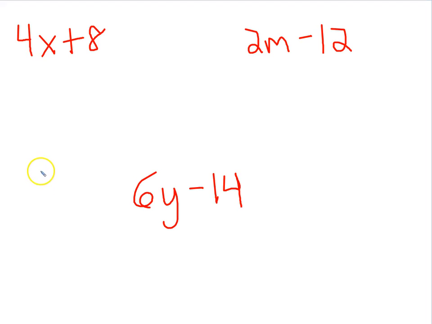All right, so this video is about factoring. Remember, the idea of factoring is looking at the numbers that are in the expression and finding the GCF, the greatest common factor. What is the largest number that divides evenly into 4 and 8? Into 2 and 12, into 6 and 14. That's what we're trying to find out.